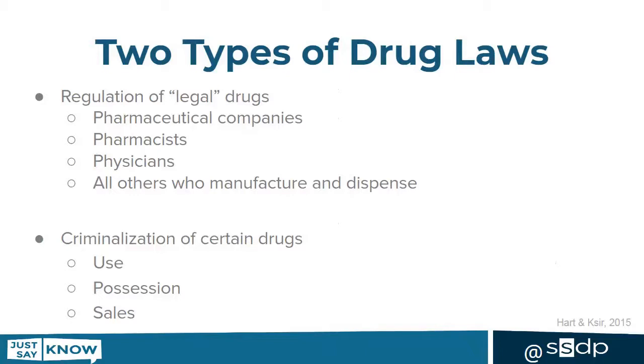Okay, so we have two types of drug laws. There's sort of the regulation laws. These are similar to laws regulating the safety of other products, so things like cars and toys. We also have the regulation of legal drugs via pharmaceutical companies, pharmacists, physicians, and all of the others who manufacture and dispense drugs. And then there are criminalization types of laws. This is essentially making it a criminal offense to use, possess, or sell, and this is similar to other behaviors like gambling and prostitution.